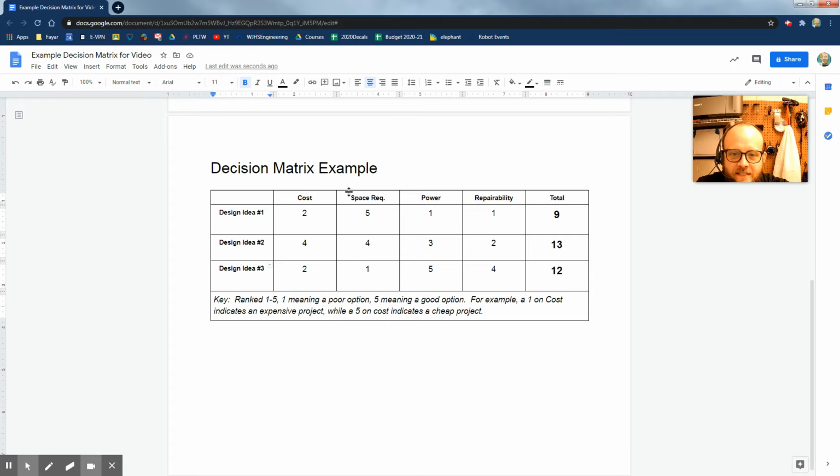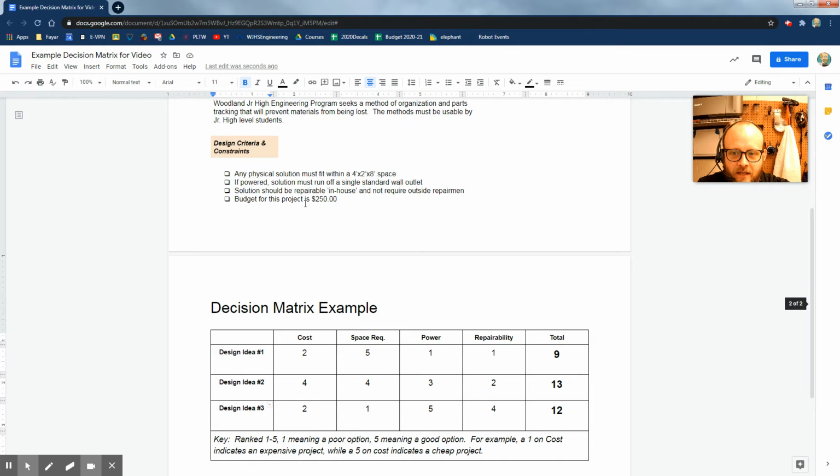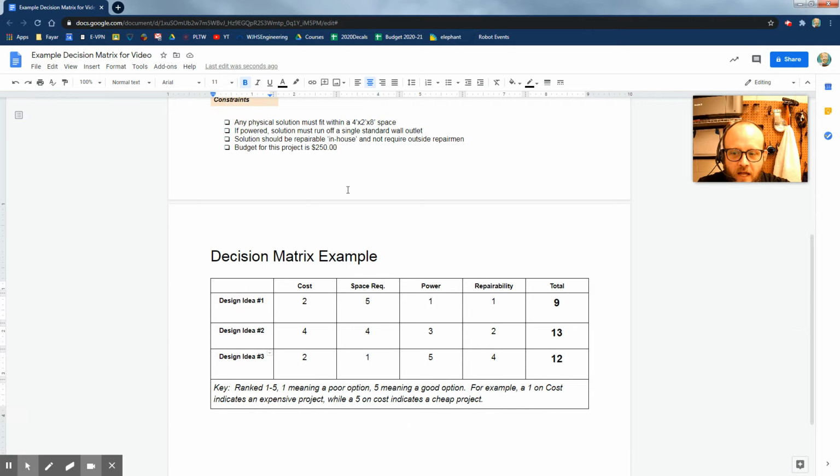Across the top, in this case, we have our 4 main criteria. So if you come back up here, we've got the physical space solution, so space requirement, the power solution, so power, the repairable solution, so repairability, and then budget, so cost. Each of these different criteria has a number assigned to it.